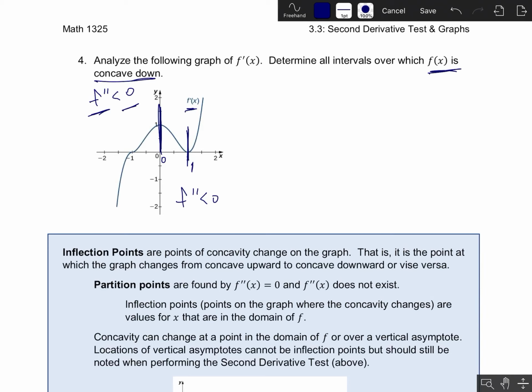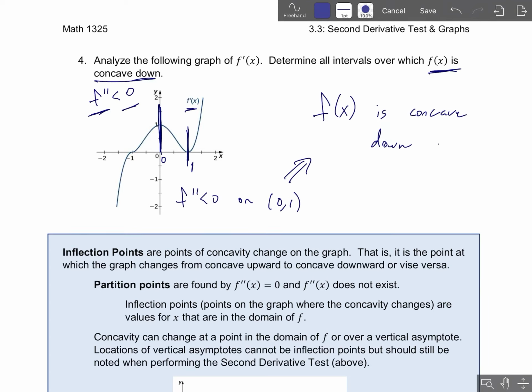So because f double prime is negative on the interval from 0 to 1, that means that f of x is concave down only on this interval from 0 to 1. So that tells us the interval on which that f function, the original f function, is concave down.